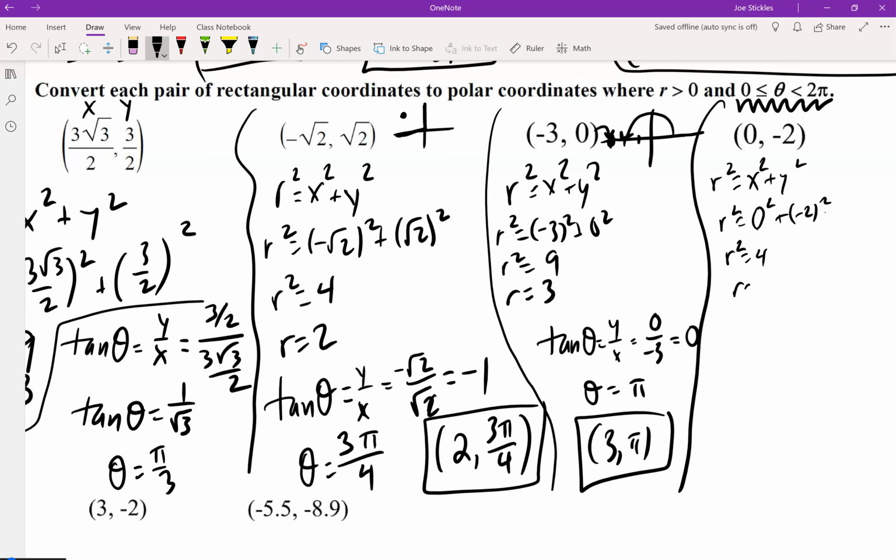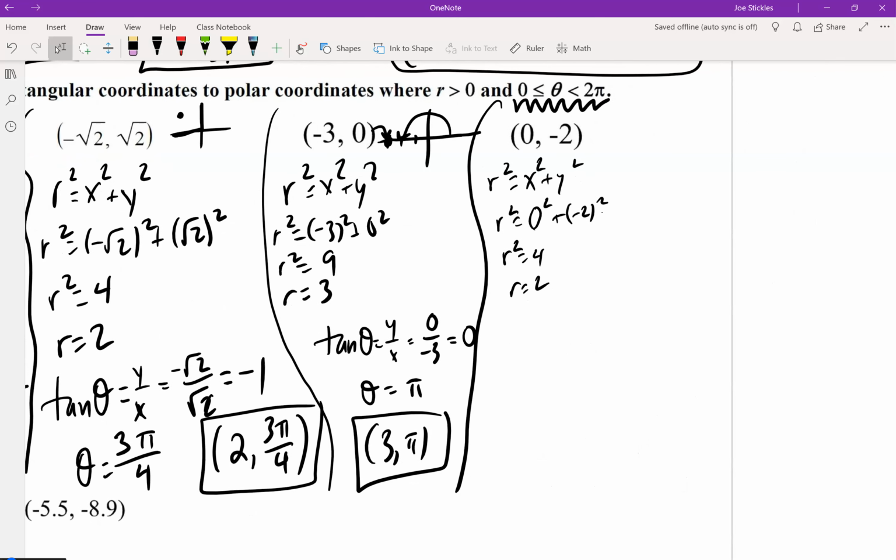Just plug it in and go to town. Get r equals 2. I'm going to go through the formula for theta here in a second, but let's just think about where this point is. X is 0, y is negative 2, so we're down here. This angle going around this way must be 3 pi over 2. We see that.